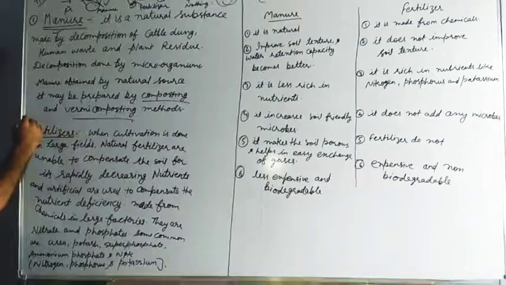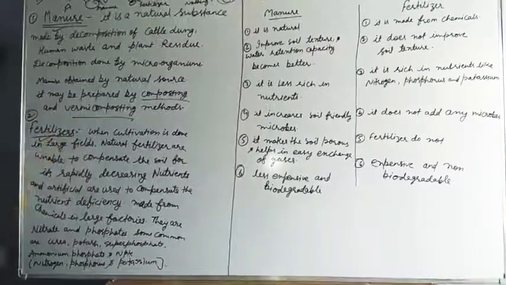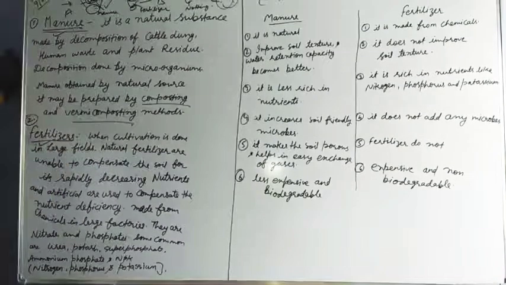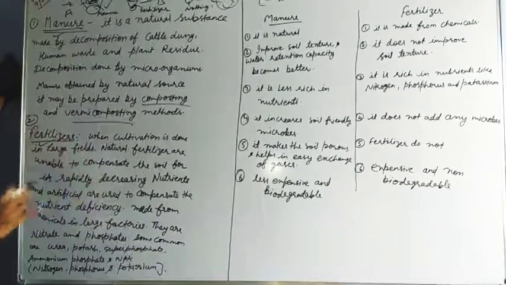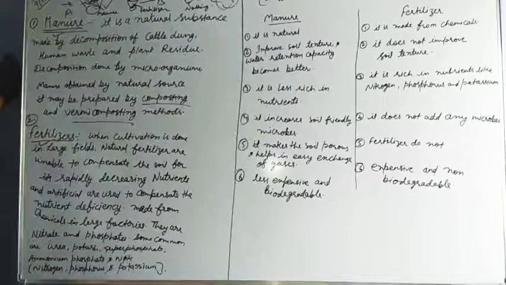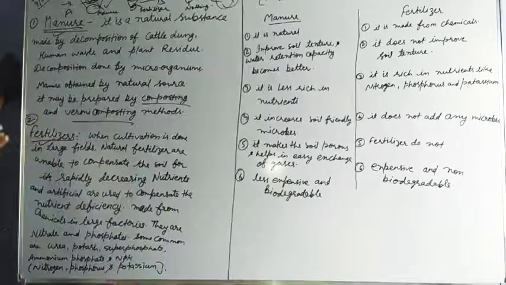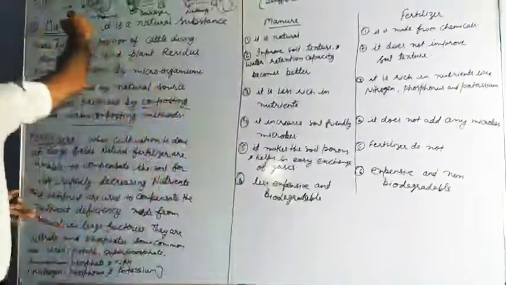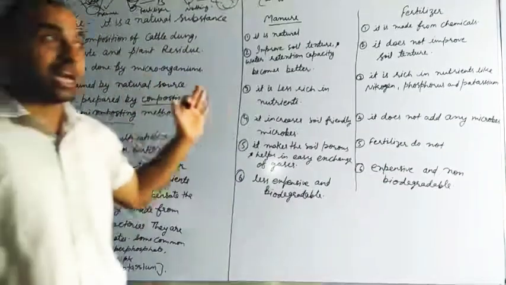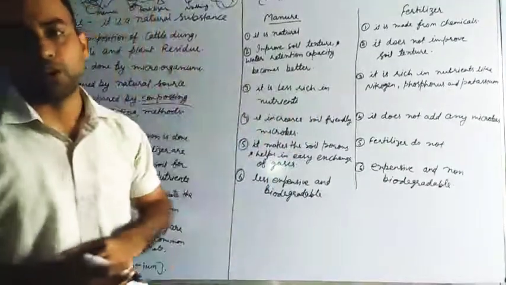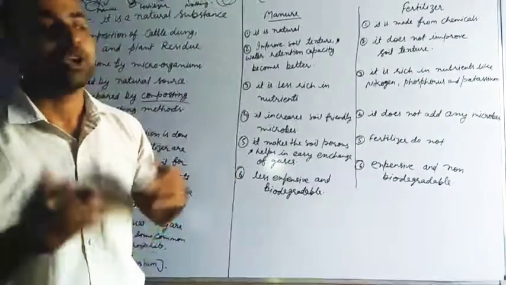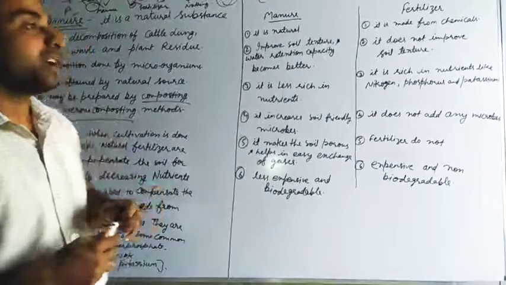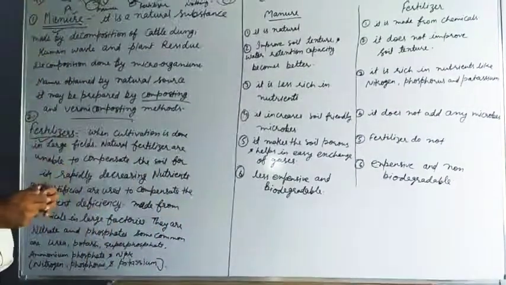Next thing is fertilizer. Second one is fertilizers. What are fertilizers? It is the man-made thing. It is prepared artificially with the help of chemicals in the factories. For small production you can use manure, it can supply the nutrients. But for large production, you will not get that much manure, and it will not be beneficial also. So for cultivation in a large area, in a large field, fertilizers are required.